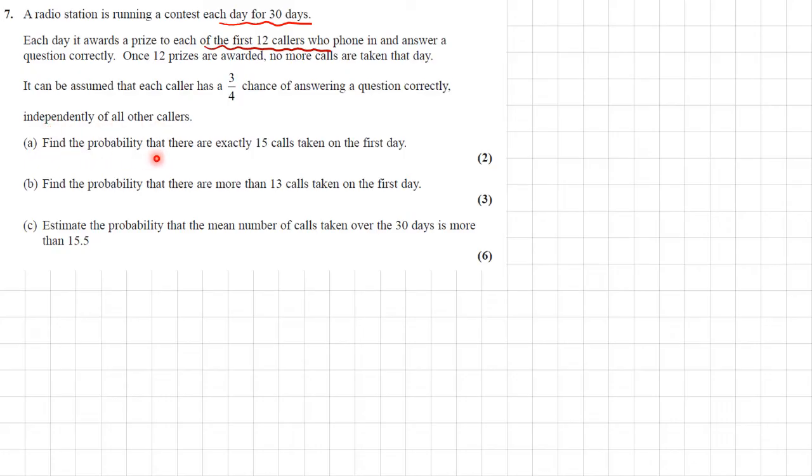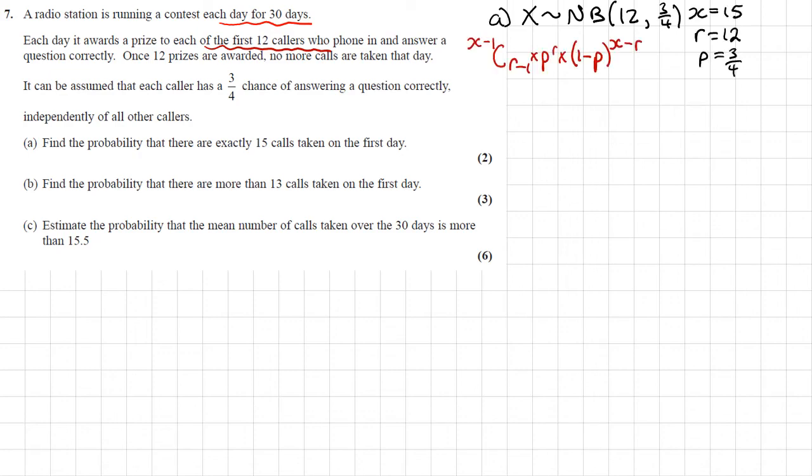Part A, find the probability that there are exactly 15 calls taken on the first day. Now this is a negative binomial distribution because we have a certain number of successes, 12 of them, in a certain number of trials. In this case it's going to be 15, and the last success occurs on the last trial, and then we stop. So I'll write my model down. Negative binomial, the number of successes is 12 prizes, and the probability of success of getting a prize is 3/4.